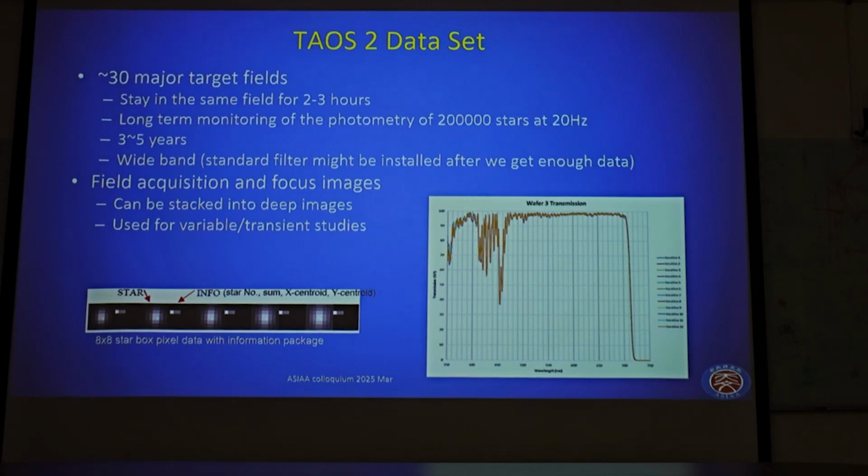So the data sets, later I'll show all the fields, but roughly speaking, we'll have around 30 major target fields that we will observe depending on the time of the year. We will stay on the same field for 2 to 3 hours. So roughly speaking, we will monitor the photometry of 200,000 stars at 20 Hertz over 3 to 5 years.